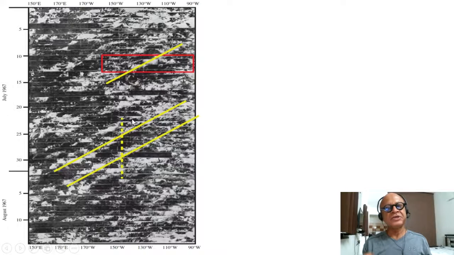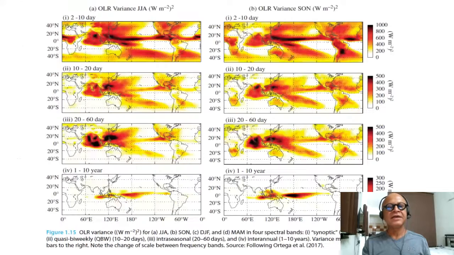And Holton's ideas about how the ITCZ is made up of these westward propagating features will also come up, which should remind you of the waves we generated by the diabatic heating. If you look at the variance in terms of OLR and for different seasons and different bands. So here it is for June, July, August, September, October, November, 2 to 10 days, 10 to 20 days, 20 to 60 days, 1 to 10 years.